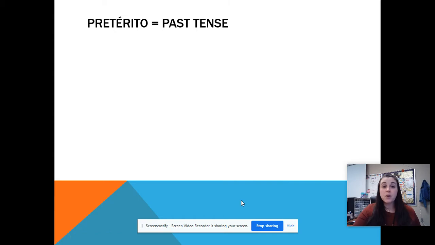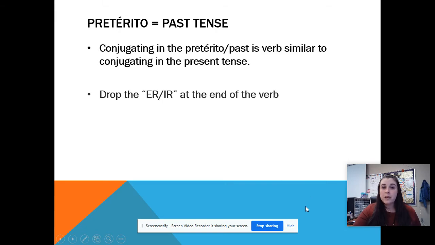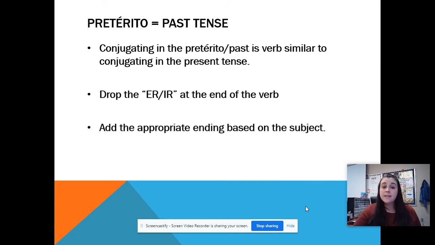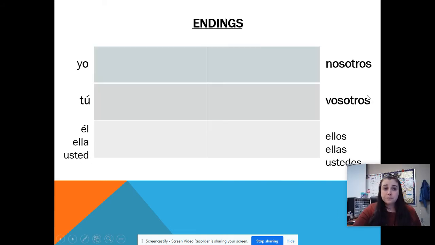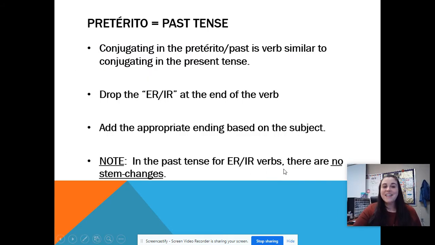Just a reminder, pretérito is the past tense that we're focusing on. We learned the AR preterites a couple of chapters ago, and now we're going to focus on ER and IR verbs as well as a few irregular verbs. So remember, we are dropping the ER-IR off the end, just like what we do with present tense, but our endings are going to be different for our ER and IR verbs than they are for our AR verbs. Oh, and please also remember, there are no stem changes in the verbs that we're going to be talking about in this chapter. There are some stem changes, but we're not going to look at those this chapter at all.